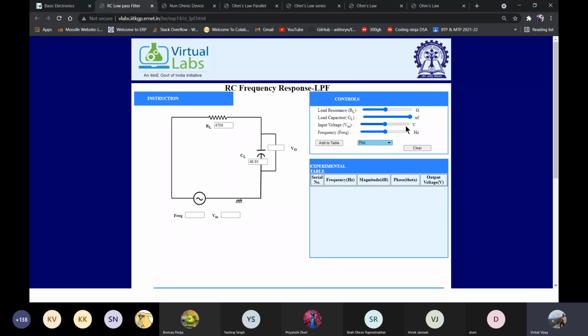So let us assume that it is 47 nanofarads only, and I will set the voltage at 5 volts, and for the starting frequency, let us take 50 hertz. Mind you that the cutoff frequency was 720 hertz, and we will add these corresponding frequency values into the table. I will just change the values and add them to the table.